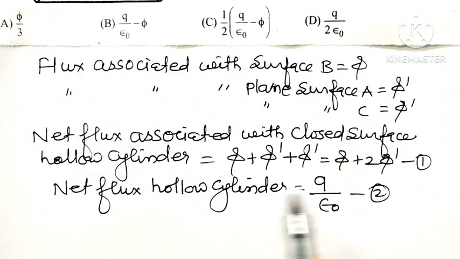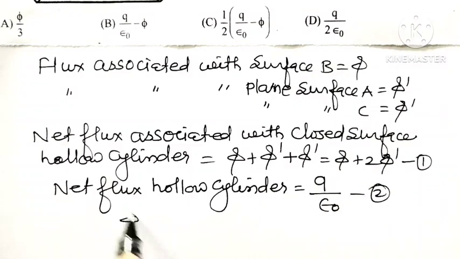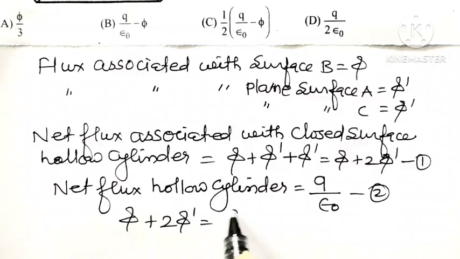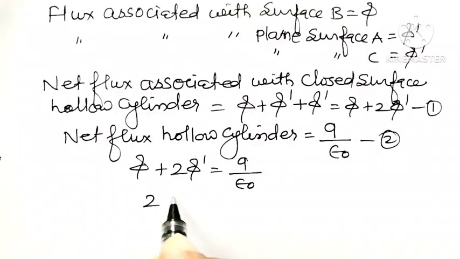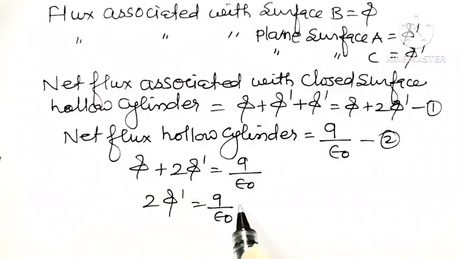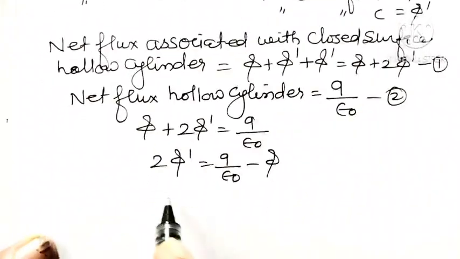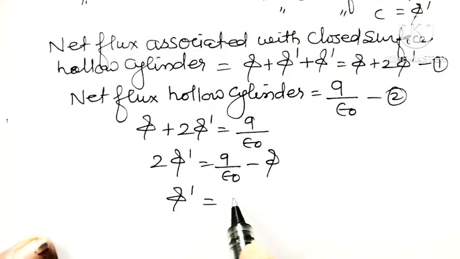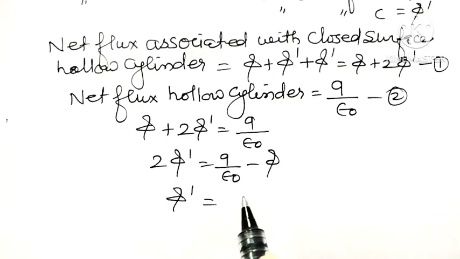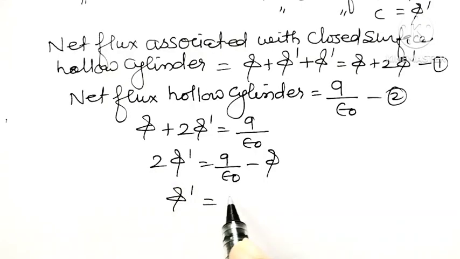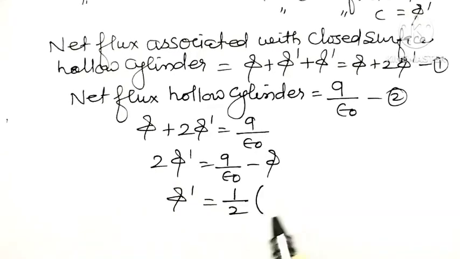So we have two equations which give us the net flux associated with the hollow cylinder. So equate the right hand side. Phi plus 2 phi dash is equal to Q divided by epsilon 0, or 2 phi dash is equal to Q by epsilon 0 minus phi, taking phi to this side. We have to find out the value of phi dash. So this 2 will be taken in the denominator, so it is 1 by 2 in bracket Q divided by epsilon 0 minus phi.